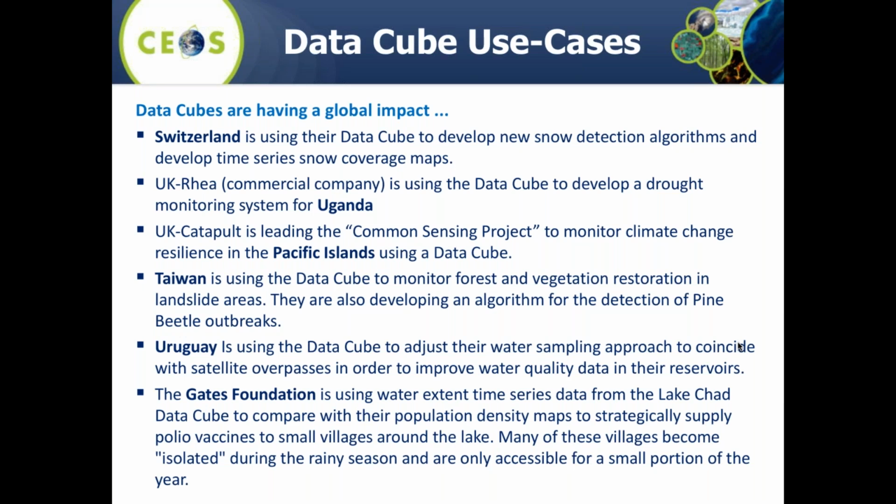Taiwan is using the cube for forest and vegetation studies, and they're looking at another interesting algorithm on pine beetle outbreaks, which looks at deforestation due to pine beetles. Uruguay has been using the data cube to adjust their water sampling in their reservoirs. So if you were able to look at the water quality across a large reservoir, that might impact how you sample the data in time, both exactly when you make the sample and where you make the sample. If you have some satellite data to help you, it will drastically improve your sampling mechanism. And then Gates Foundation, we developed something over Lake Chad to help them out for monitoring some of the small villages around the lake. So let me stop there.